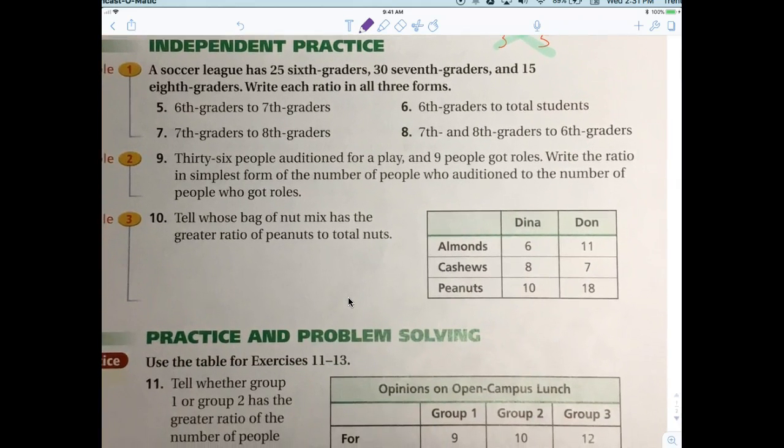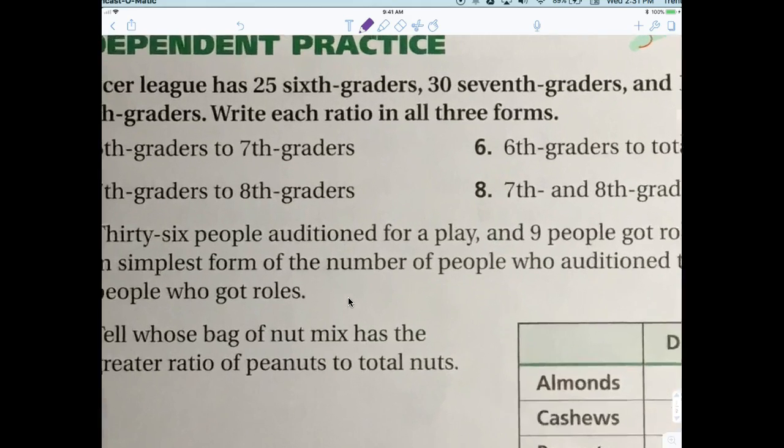Okay, now let's do number 5. It says a soccer league has 25 6th graders, 30 7th graders, and 15 8th graders. Write each ratio. Now, what number goes into 25, 30, and 15? 5. Wouldn't it be okay to just reduce it right now? Yeah, 5. Does everybody agree?